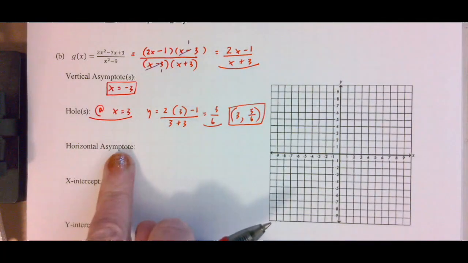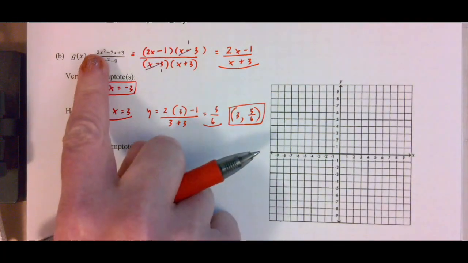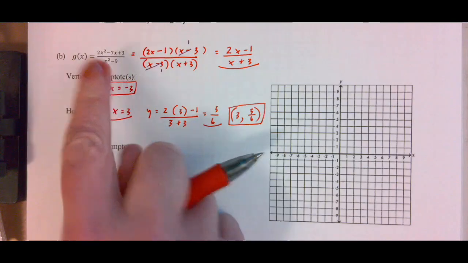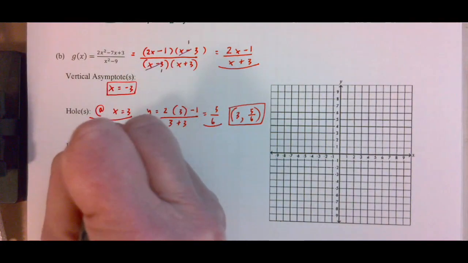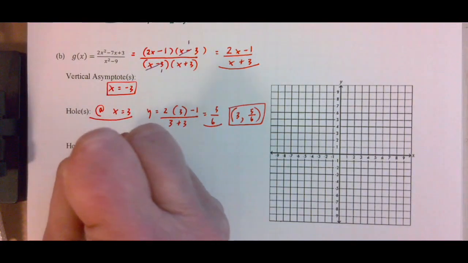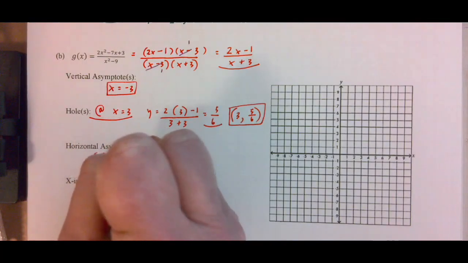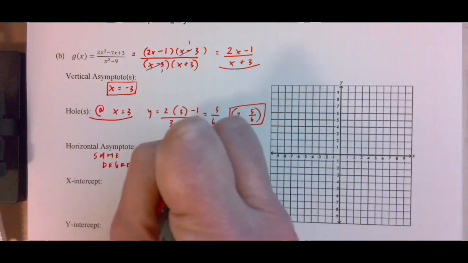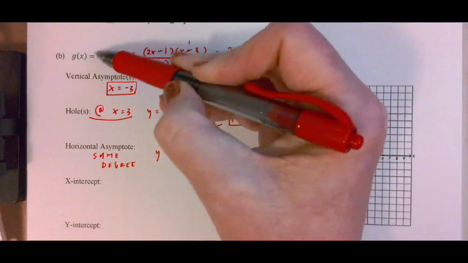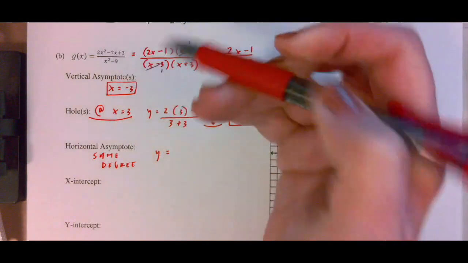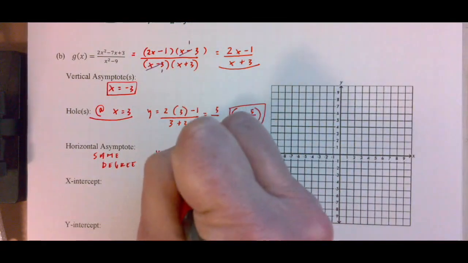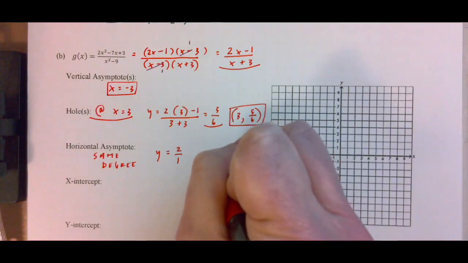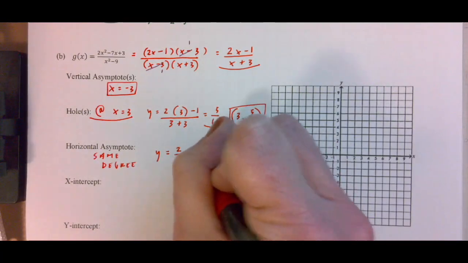Okay, my horizontal asymptote, I see that it's the same degree. It's a quadratic over a quadratic. So I divide the leading coefficients. So 2 divided by 1, right, is just 2. y equals 2 is the equation.